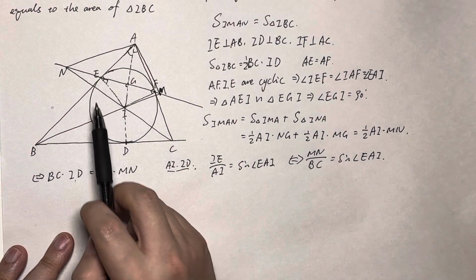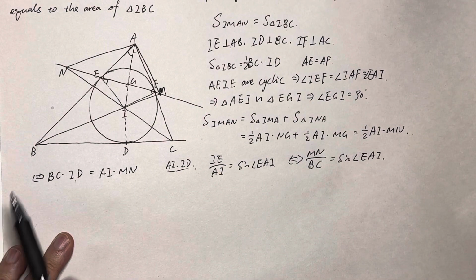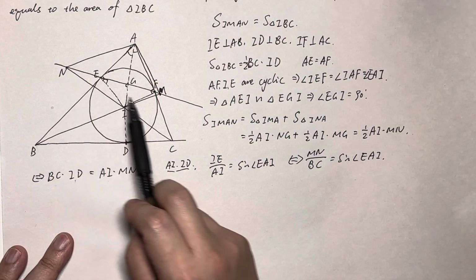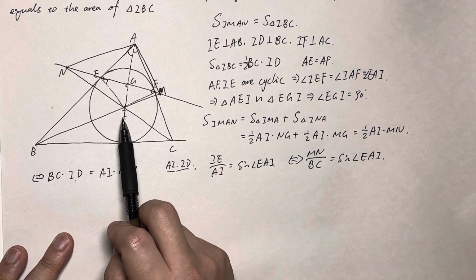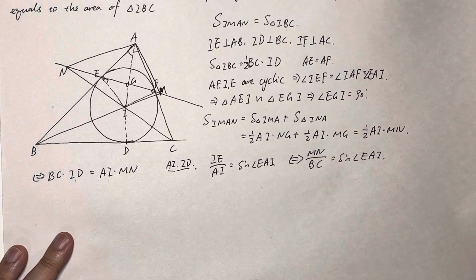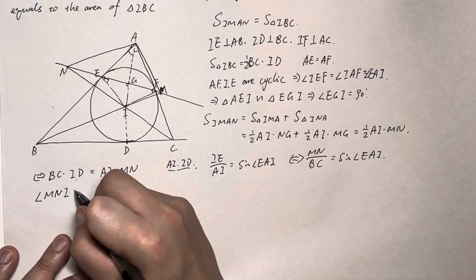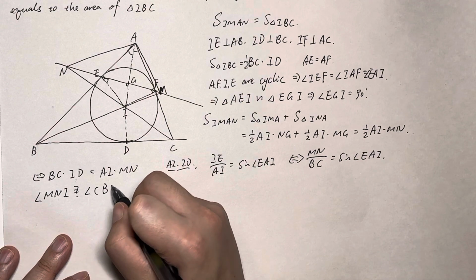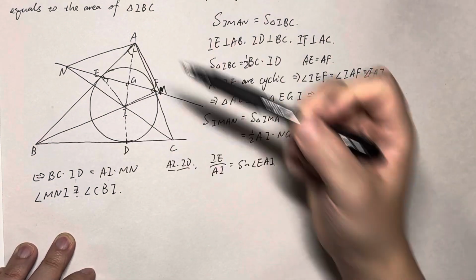And we already know that line EF is not necessarily parallel with line BC, which means angle NMI is not necessarily equal to angle IBC. So we want to try to prove that angle MNI equals angle CBI. Right, we want to find the relation between this angle and this angle.